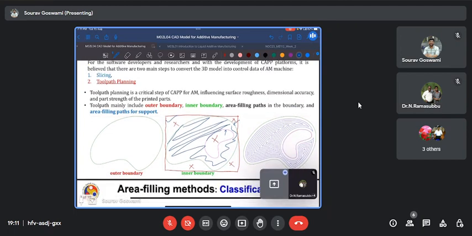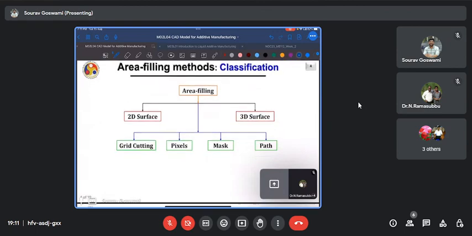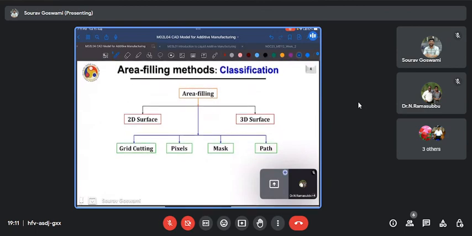As already mentioned, toolpath planning is a very critical step for computer-aided process planning for AM. Mainly, when we talk about toolpath planning, we refer to the infill. That is, we focus our attention on the regions that are interior to the exterior contour. So we're talking about the bulk here, how to deposit material in this bulk.